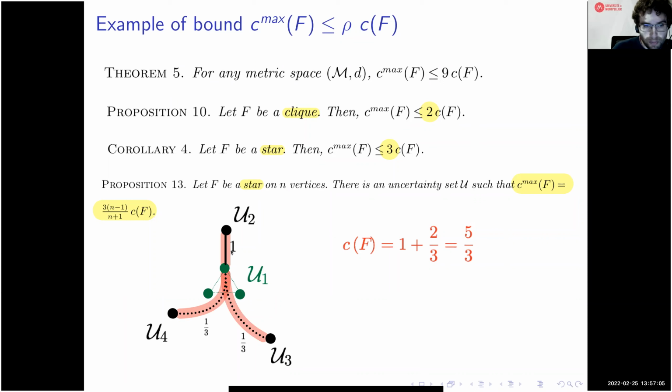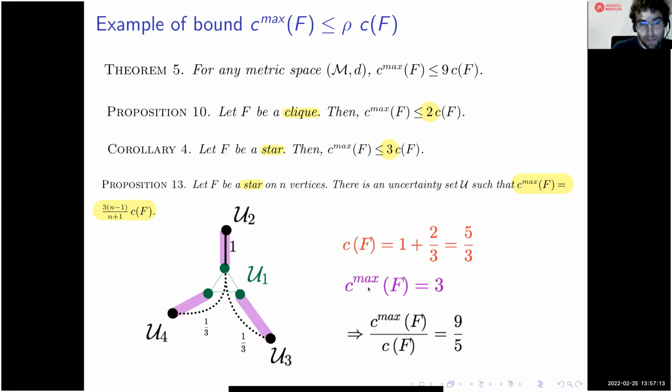And so the cost would be this edge here, plus twice those edges here, leading to 5/3, while by using Cmax, so the cost function where you can choose different points for every edge, then you always take the worst one. So you get a cost of 3, and by dividing, you get 9/5, which is equal to that value here when n is equal to 4. Okay.